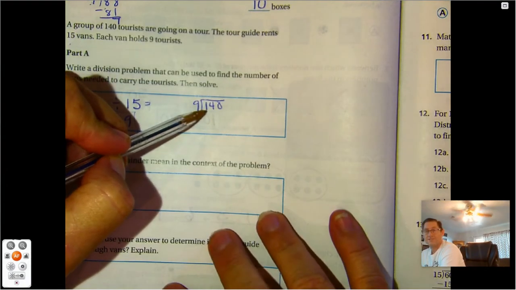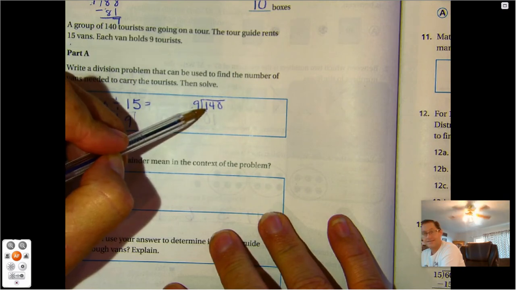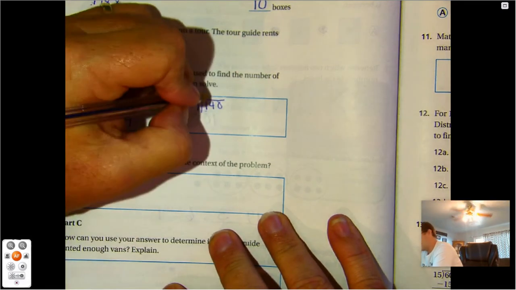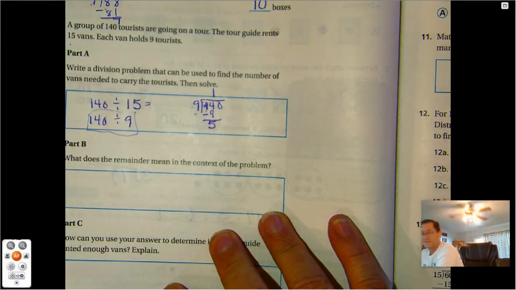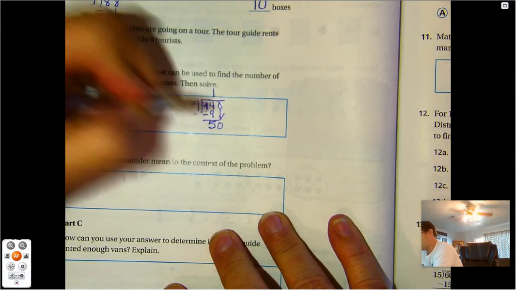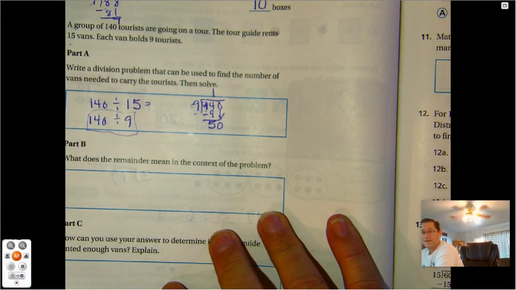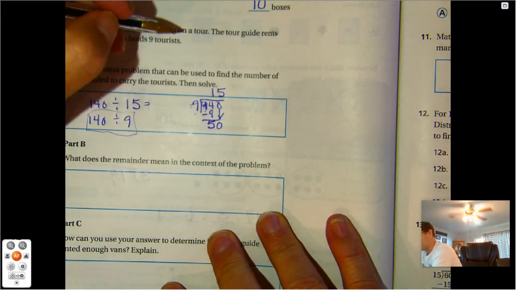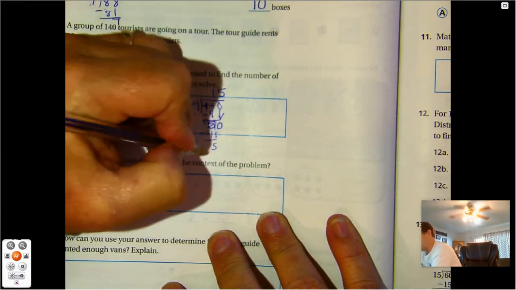I can't share 100 into 9 groups. So I'm going to regroup those as 10 tens plus the 4 tens I already had. 9 times 1 is 9. That will leave me 5 tens, which I cannot share evenly with the 9 groups. So I'm going to bring down the 0 ones that I already had. So I have 50 ones divided by 9. 9 times 6 is 54, so the closest I can get is 5. 9 times 5 is 45. That leaves me a remainder of 5.